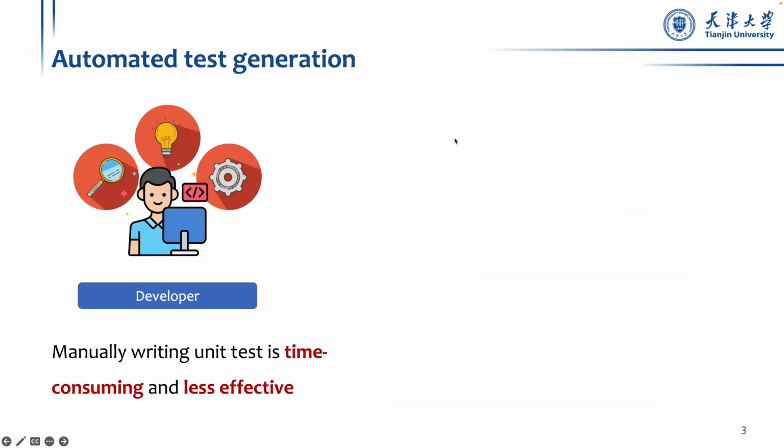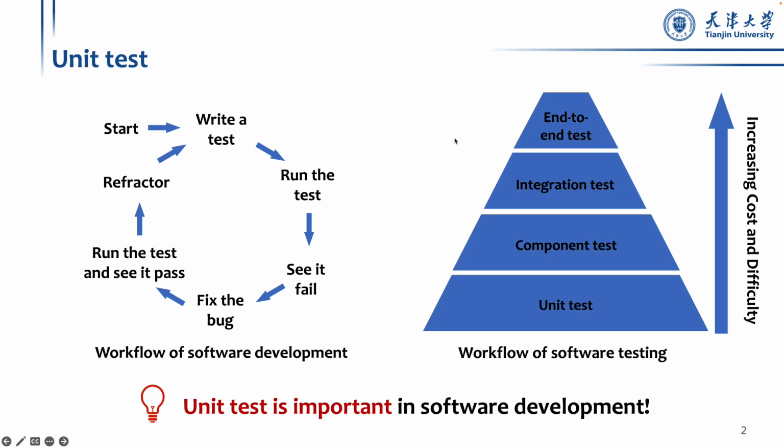Software testing plays a critical role in software development, ensuring that software behaves as expected and is free of defects. Unit testing, in particular, is a cornerstone of this process. It helps catch defects early, reducing both the cost and effort required to fix them later. For these reasons, unit testing is essential in software development.